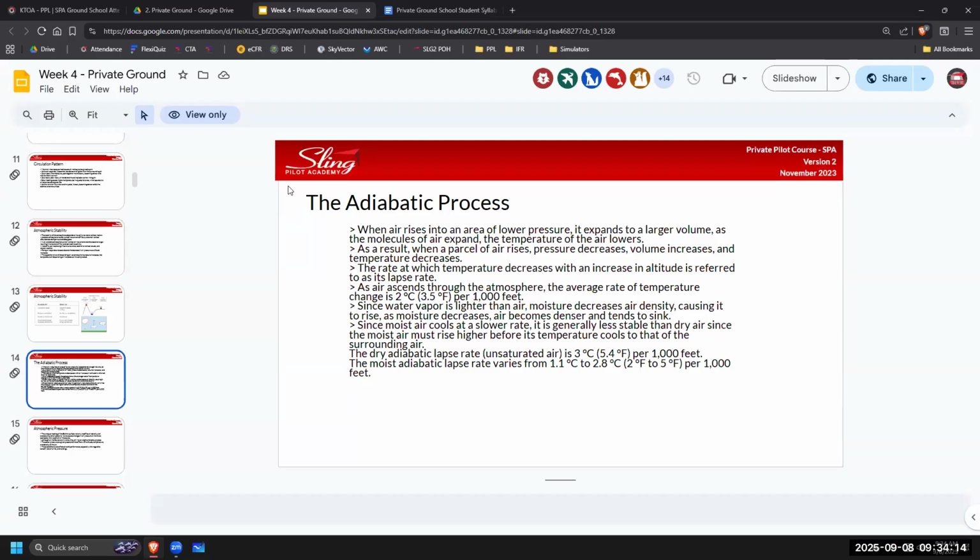Let's see markup or drop. But out of this, you want to write down.